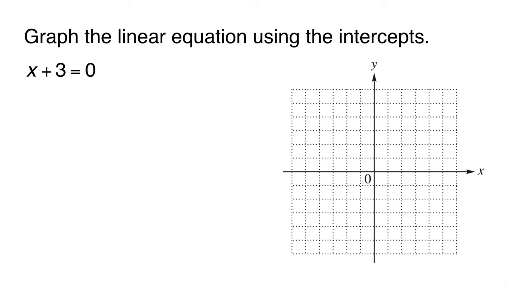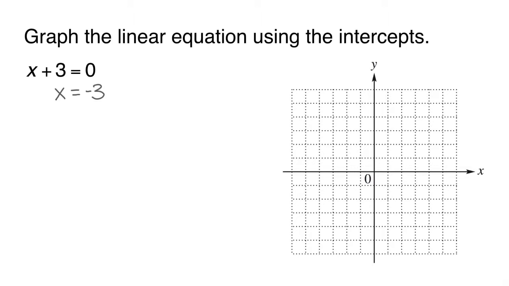Graph the linear equation using the intercepts. x + 3 = 0. Let's first rewrite this equation by subtracting 3 from both sides. When we do that, we see that this equation is of the form x = -3.